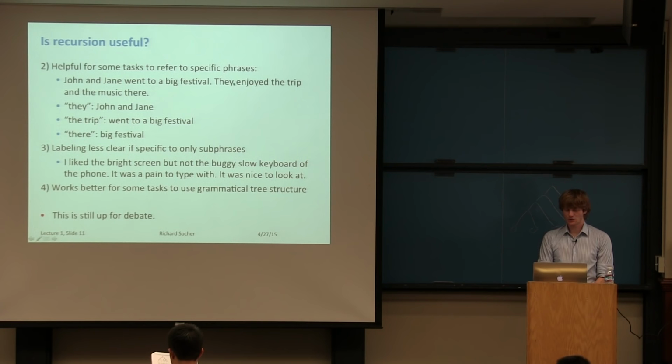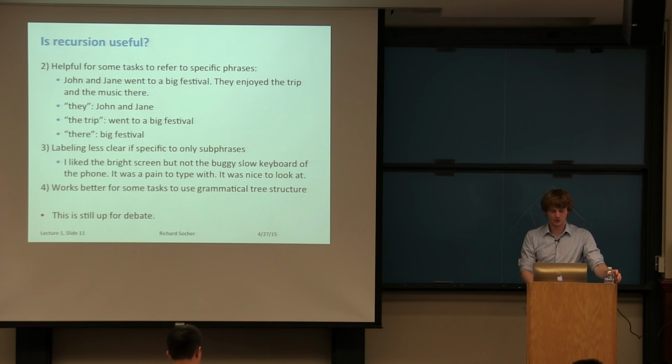Now, when I say they enjoyed the trip, and I ask, what do you mean by the trip? Then ideally you would say, well, the trip meant they went to a festival. And so going to a festival is a specific type of trip. It's not that Jane and John went to the big festival is the specific type of trip, it's just going to a festival. So you might want to refer to just that. And now somebody else could have that same trip, and you can refer to that as one coherent unit.